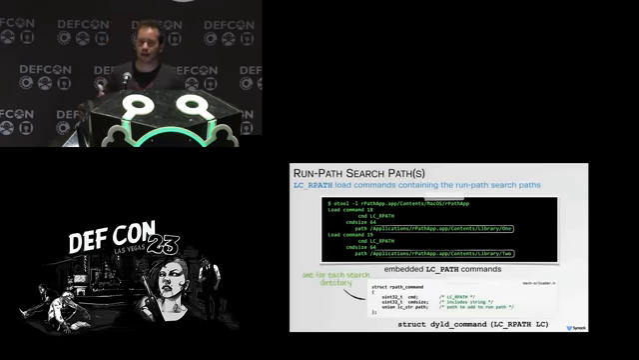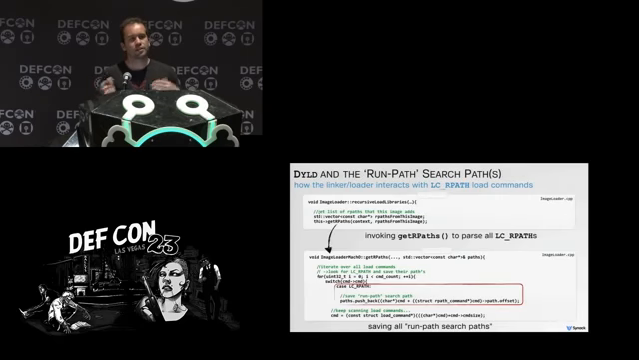So in order to find this dylib, the loader will then look for these LC_RPATH load commands. There's going to be one for each directory where the dylib may end up. So if we go back to the loader source code, we can actually see where these load commands are processed and how the loader interacts with them.